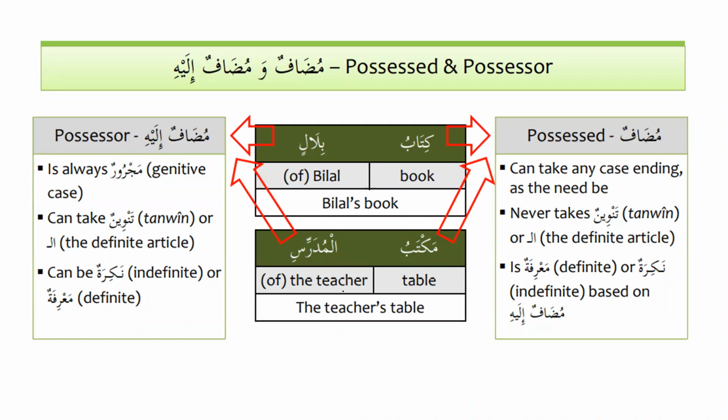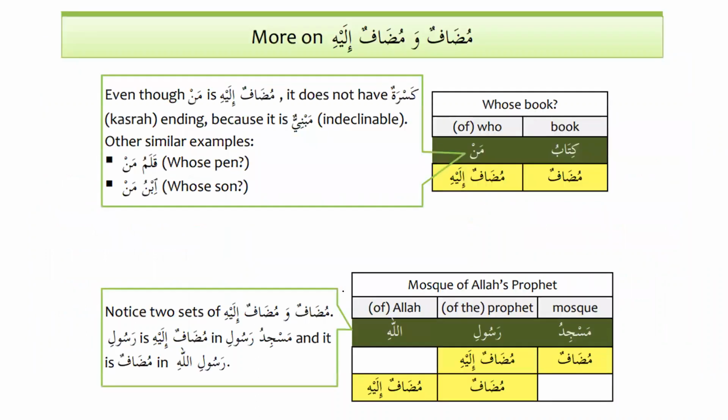So what's new about it? Let's see over here. The reason why we have to learn more about mudaf ilayh is because in this lesson number 11, most of the constructions that we will see are mudaf ilayh. We have also learned that man can be used as mudaf ilayh. So for example, you want to say whose book, so we will say kitabu man. And we can see that kitabu is light, it does not have tanween, and it does not have al, and man is used as mudaf ilayh.